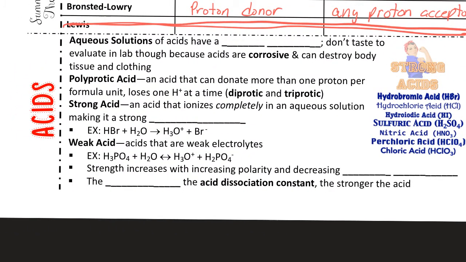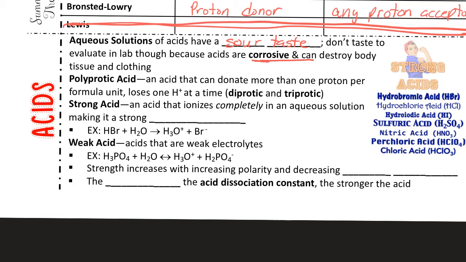Acids have a sour taste. Just saying that, you now know that if a lemon would have an acid pH, it's very sour. Although, of course, you never want to taste anything in a lab. Acids are also what we call corrosive, which means they can destroy body tissue and clothing. People tend to think acids are stronger than bases, but that's not true at all. If you have a strong acid and a strong base, they can be equally as harmful.